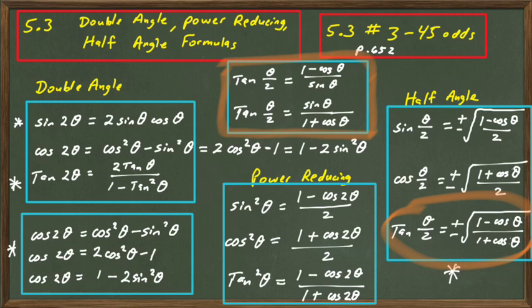I would direct everybody's attention to page 651. Page 651 has a nice summary of all the sum and difference, double and half angle, and power reducing formulas. Put them all together. It's on page 651. That's a good reference page.